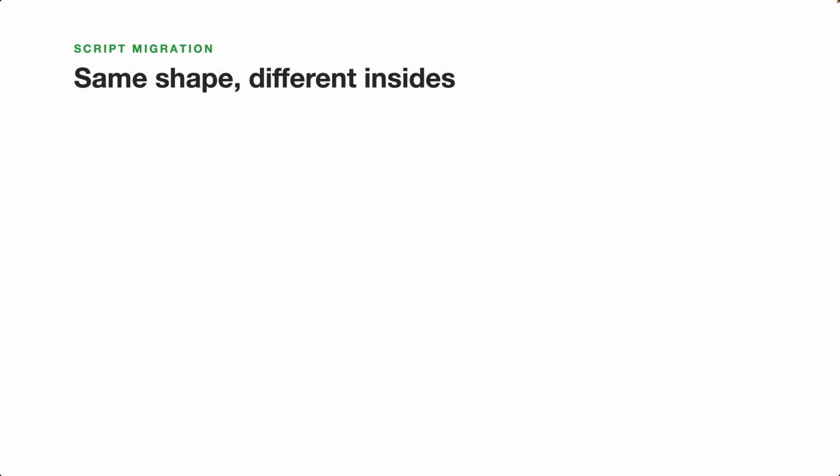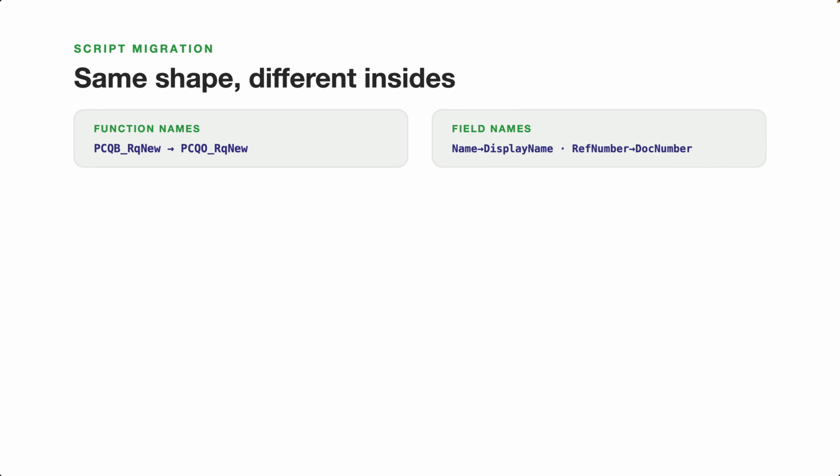Now for the scripts themselves. The overall structure holds up. Build a request, execute it, walk the response. What changes is what's inside each step. Function names change, PCQB becomes PCQO, and most functions have a direct equivalent. Some retire entirely. A handful of new ones show up, including batch processing and functions to email or download an invoice PDF directly. Field names change too, because QuickBooks Online follows a newer data structure.